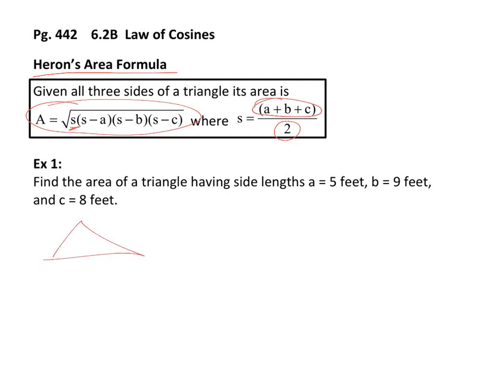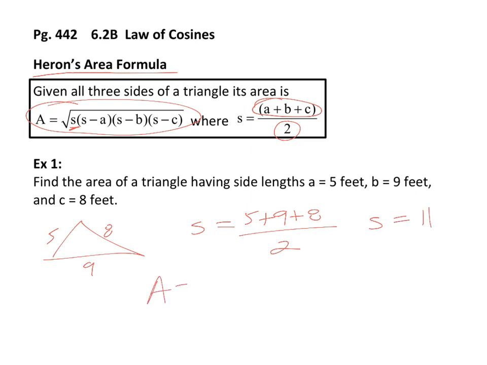So you have a triangle, 5, 9, and 8, and you want to find the area of it. First thing we need to do is figure out what S is when applying Heron's formula. So we have 5 plus 9 plus 8, and we divide by 2. We get S is equal to 11.